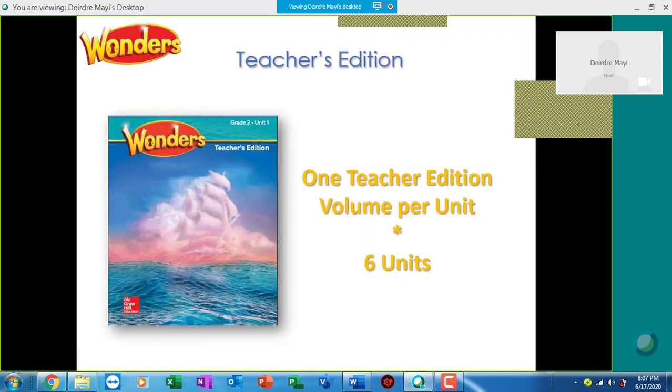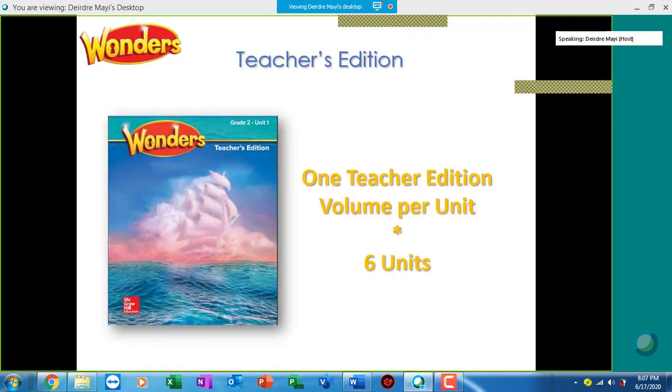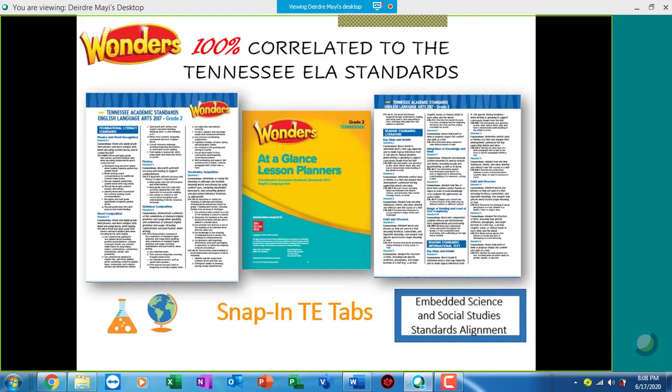Okay, so moving on, let's talk about your main instructional tool. That's going to be your teacher's edition. You will receive 6 teacher's editions. Why 6? Because there are 6 units at second grade. These teacher's editions are spiral bound. And one of the ways in which you're going to utilize that spiral binding is to snap in these wonderful tabs that we are providing to you.